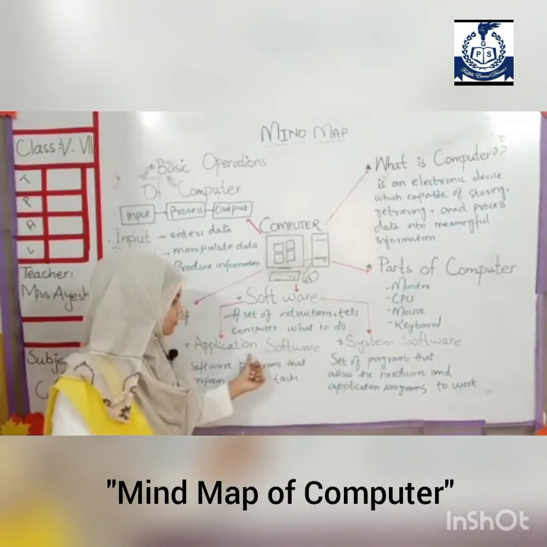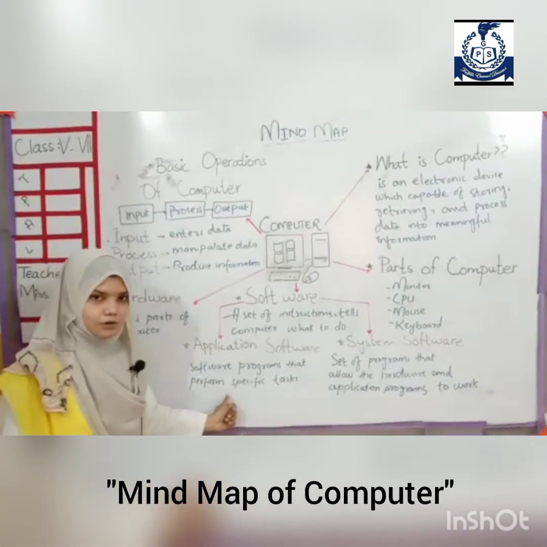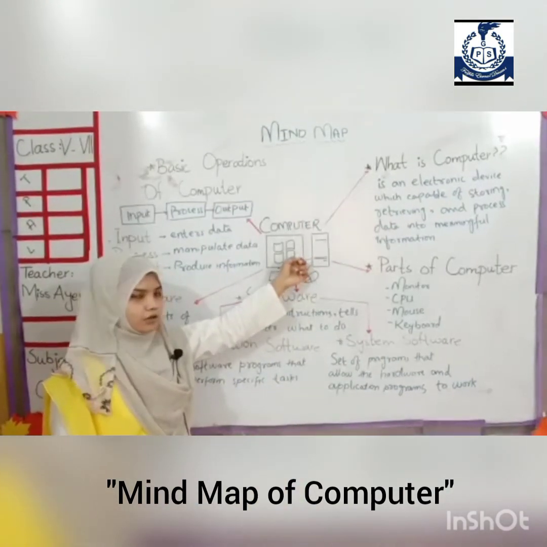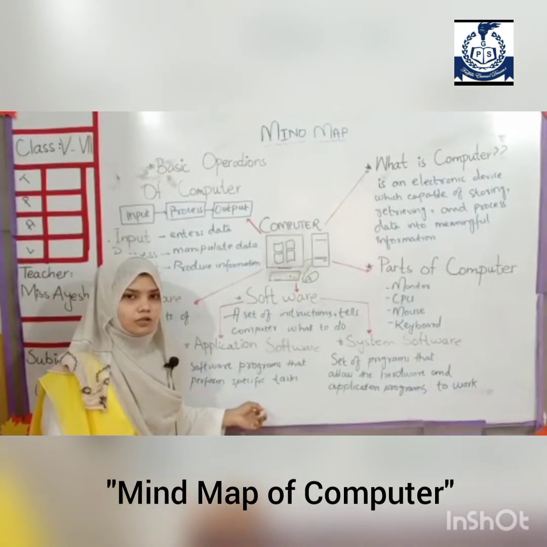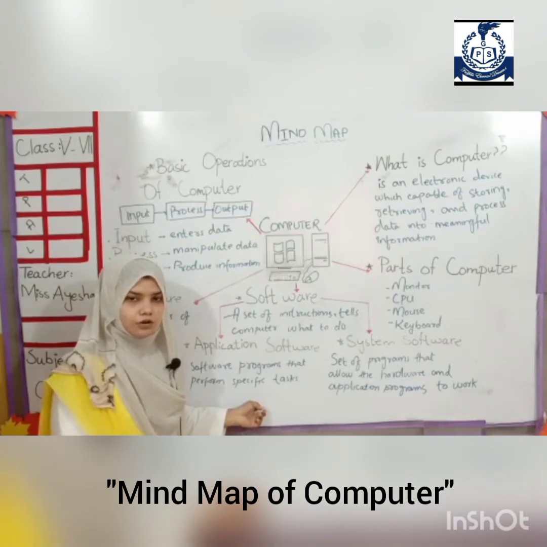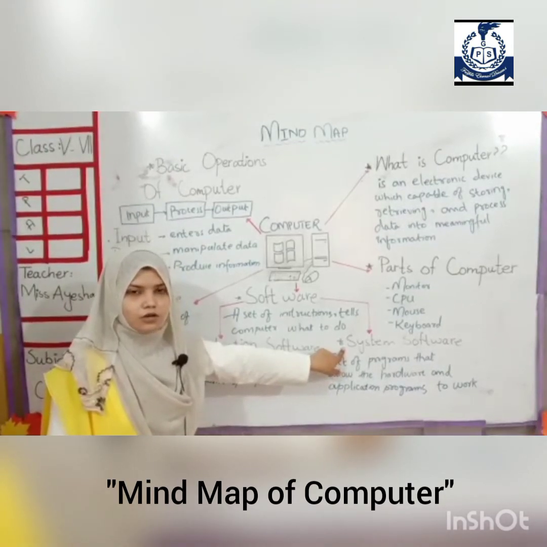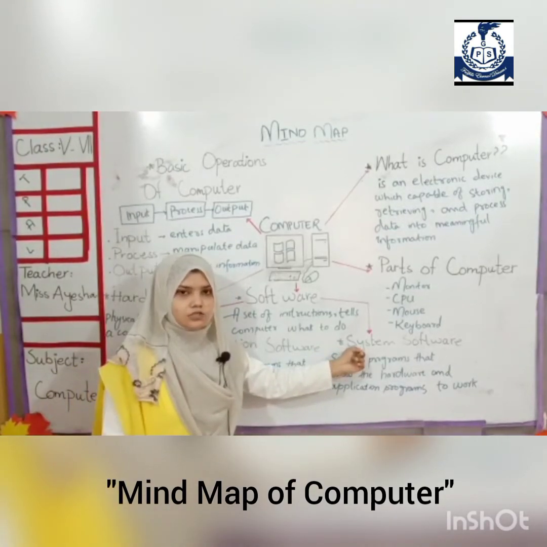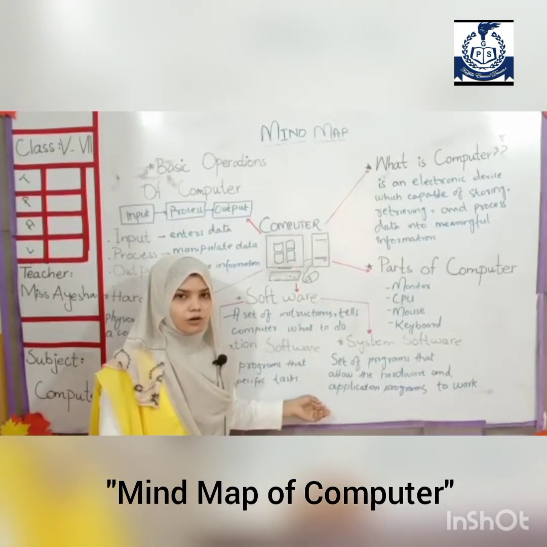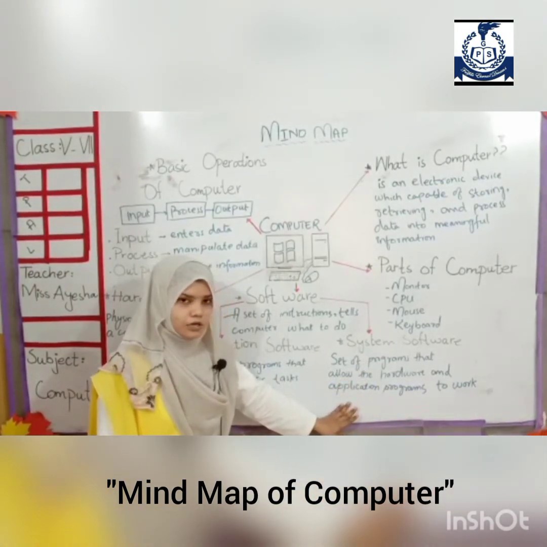There are two types of software: application software and system software. Application software are programs that perform specific tasks. Application software are not installed on our computer. We install application software according to our need, like MS Word, games. System software are ready-made software which are automatically installed on our computer, like My Computer, Control Panel, Notepad. These all are ready-made software, a set of software that allow the hardware and application programs to work.